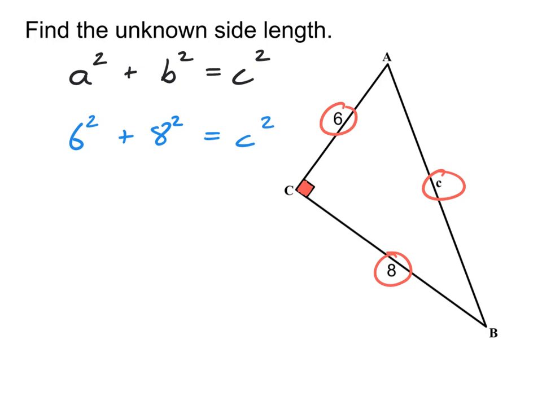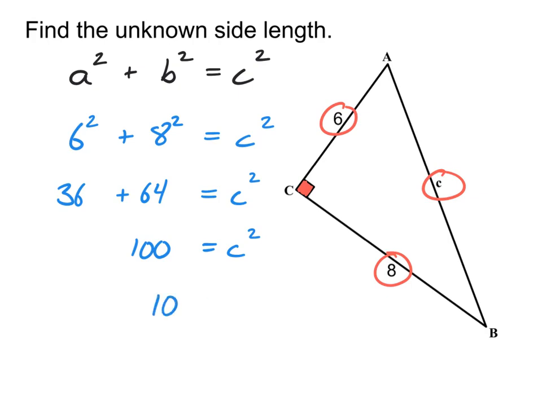All right, now we actually just figure it out. So we do 6 squared, which is 36, and then we do 8 squared, which is 64. Remember, we have to do the exponents before we do that addition. So now that I've squared them, I can go ahead and add them together. So I get 100 equals C squared. And then we can figure out what C is by taking the square root of both sides.